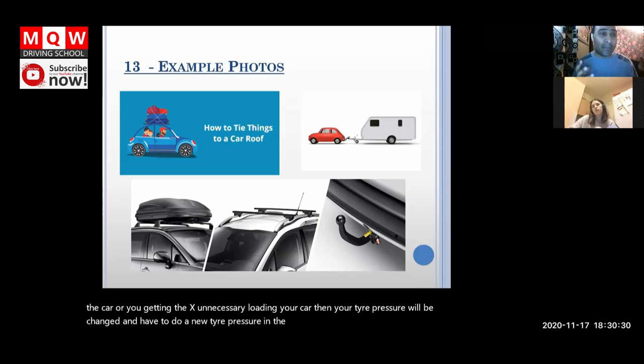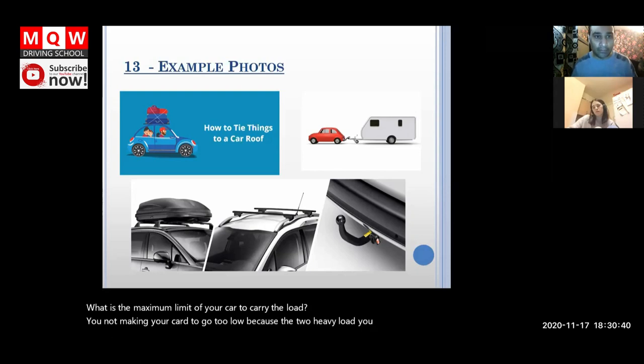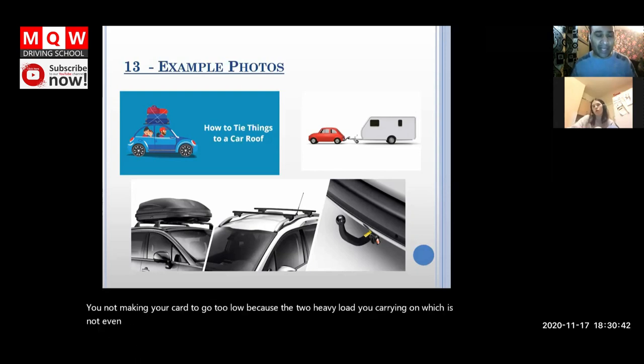What is the maximum limit of your car to carry the load? You should not make your car sit too low because of too heavy a load, which is not even allowed. How many people can you carry in the car? How much load can you carry in the car?